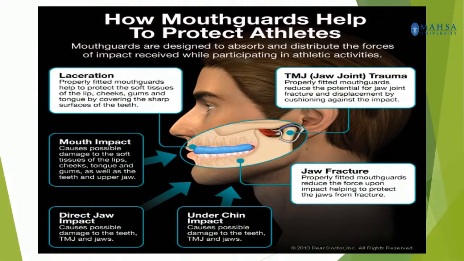Okay. About the jaw fracture, a properly fitted mouthguard can reduce the force upon impact, helping to protect the jaw from fracture. And then the last one, we have TMJ, jaw joint trauma, where a properly fitted mouthguard can reduce the potential for jaw joint fracture and displacement by cushioning against the impact.